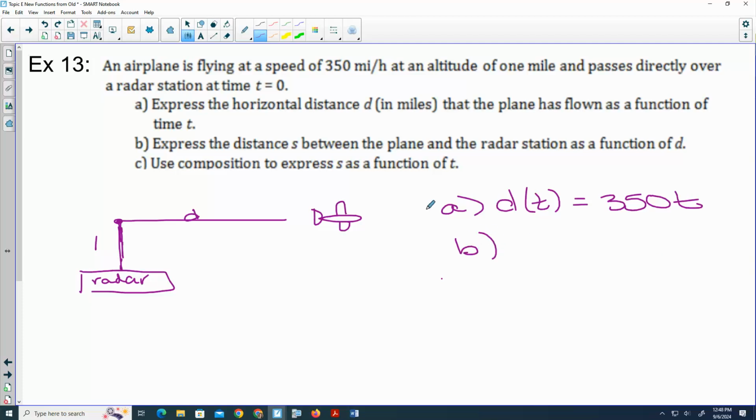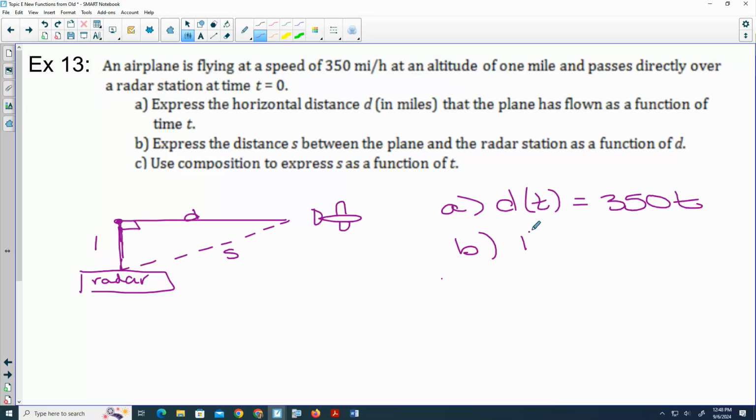Alright, B. Express the distance between the plane and the radar station as a function of d. Okay, so the distance between the plane and the radar station, that's this. That's S. Is that a right angle? I would assume so, since this was horizontal and this was vertical.